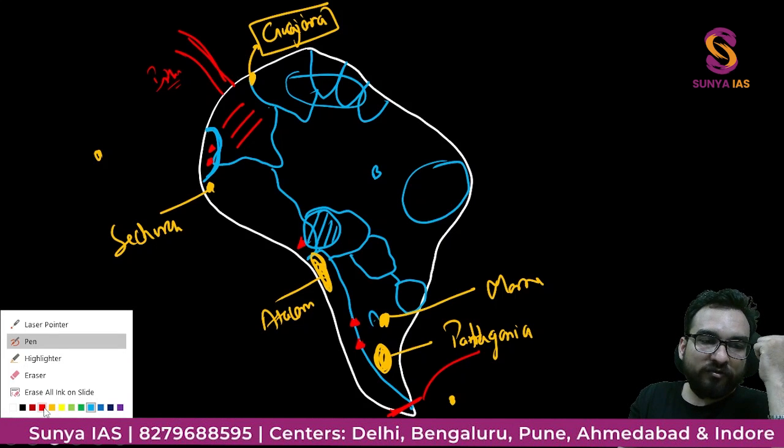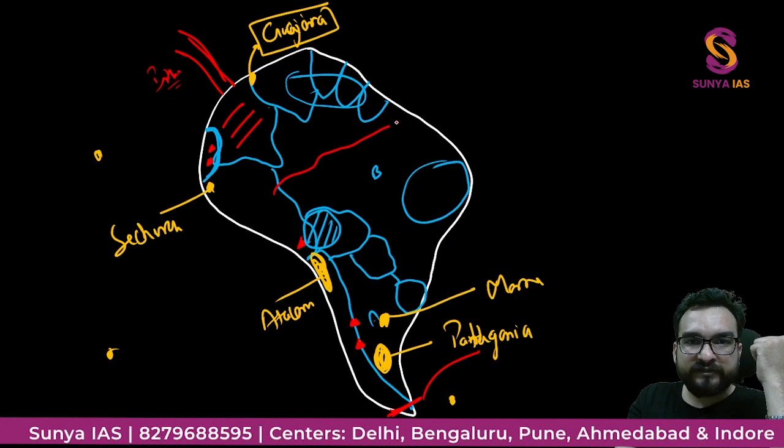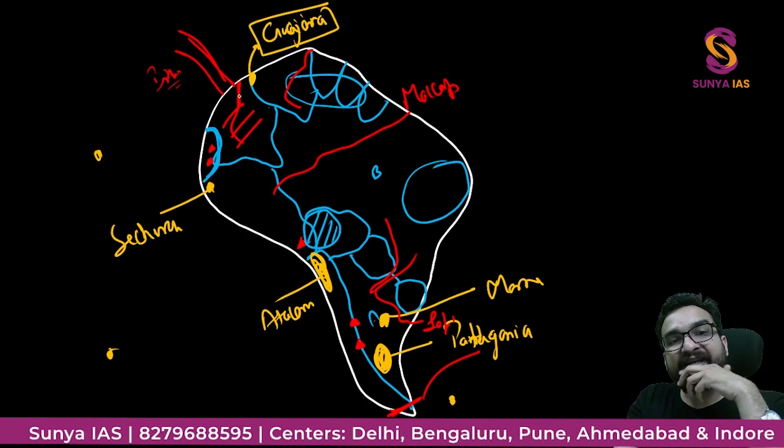Can you tell me now the river system over here? Yes, Paraguay, Parana, La Plata. Do you remember? La Plata, Macapa, Madeira, Orinoco, Magellan and Magdalena.